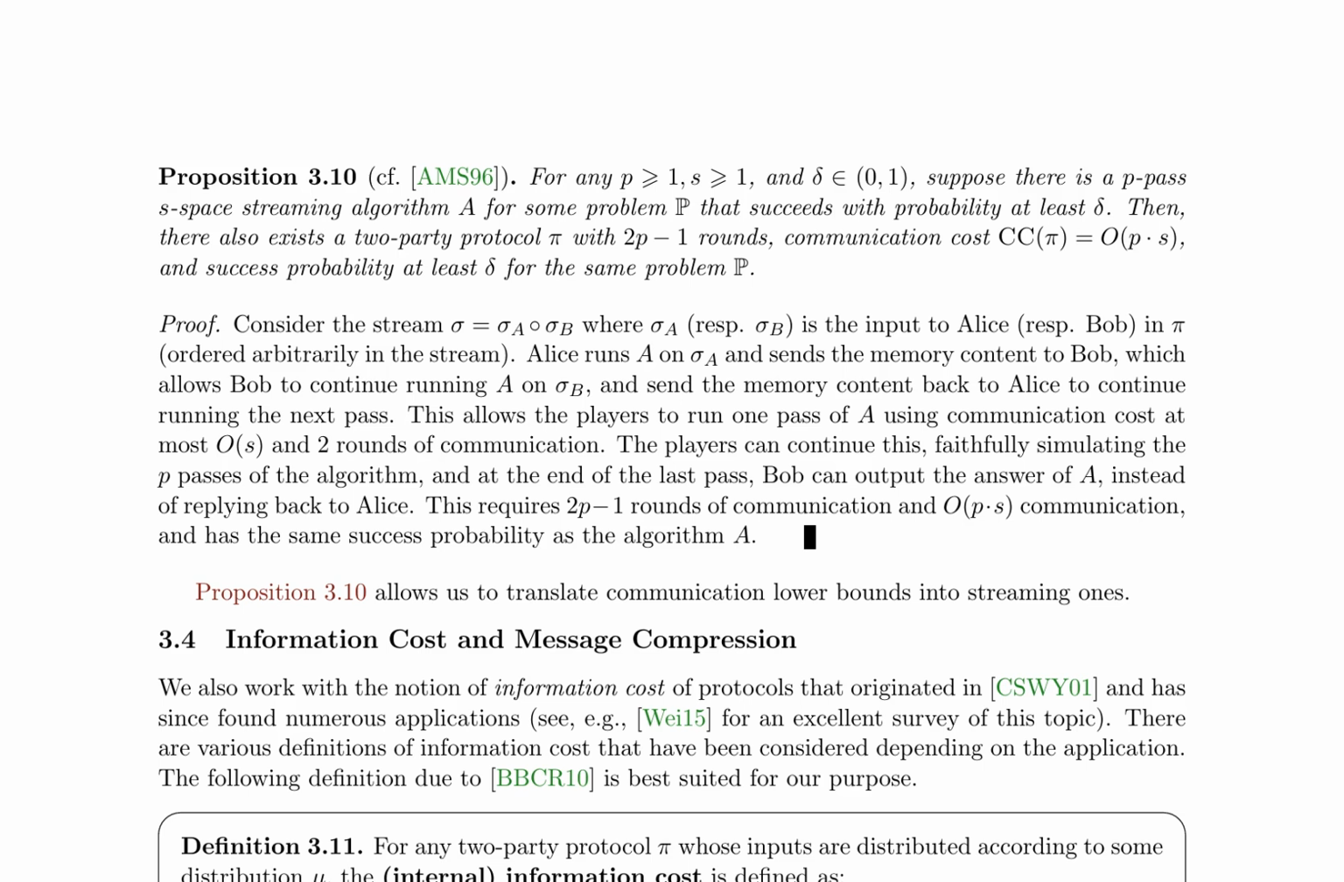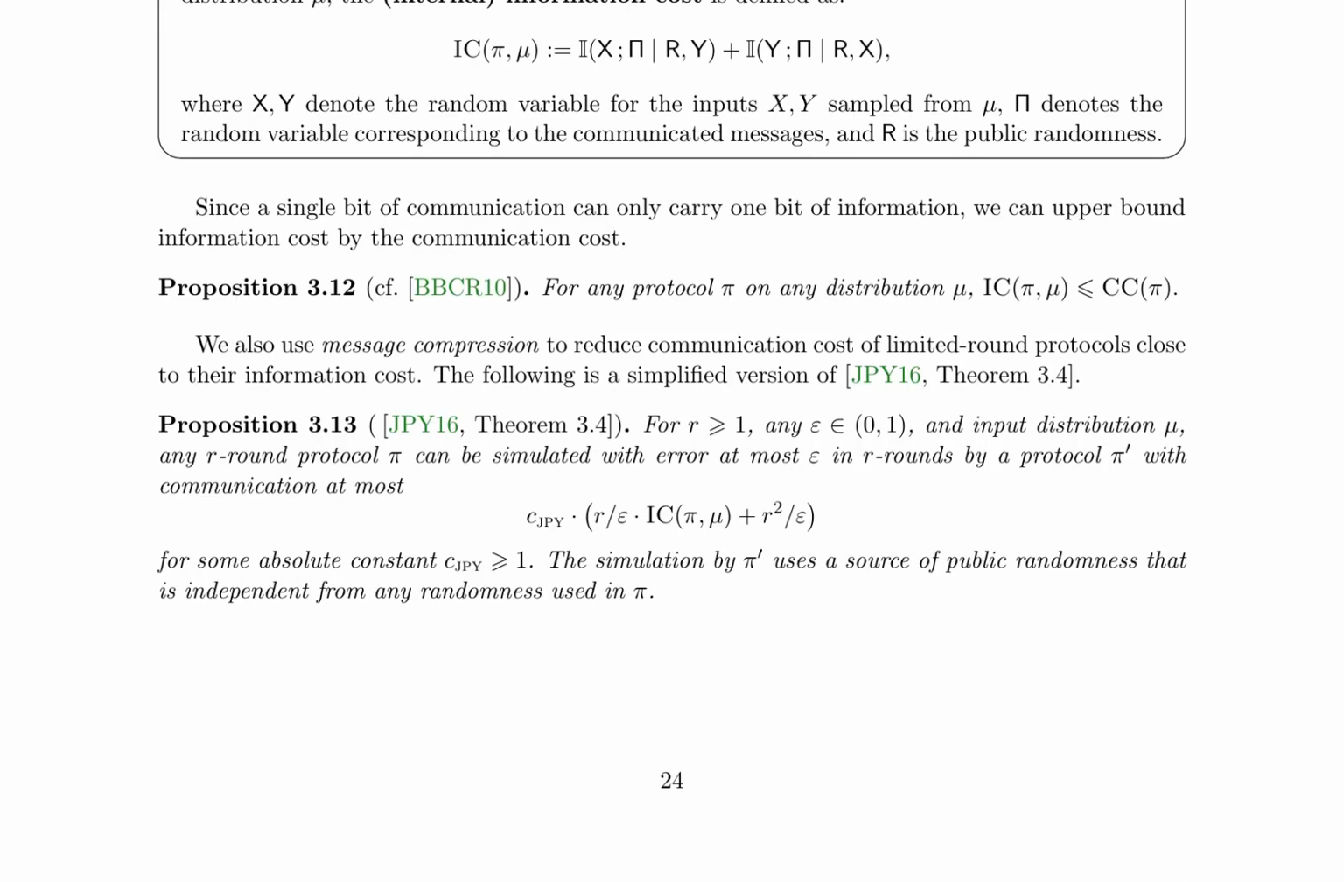The concept of information cost is introduced, which measures the amount of information revealed by the communication in a protocol. Definition 3.11 provides a specific definition of internal information cost, denoted as IC(pi, mu), which is the sum of the mutual information between the inputs and the communicated messages, conditioned on the public randomness. Proposition 3.12 establishes that the information cost is upper bounded by the communication cost.